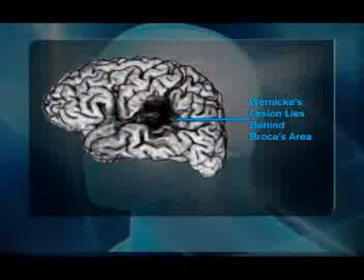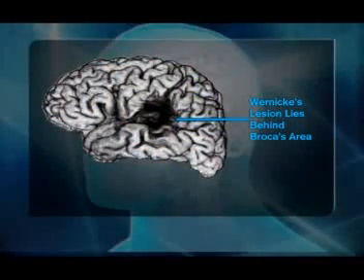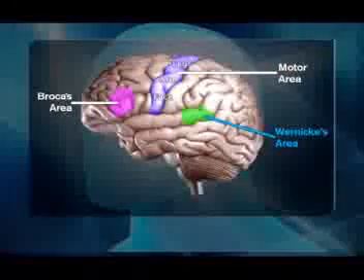When he came to autopsy, Wernicke examined him and found a lesion not in the front of the brain, but in the back of the brain. But the left hemisphere in the back. In the left hemisphere, but in the back. So again, he had to name it so he could speak to other people about it, and he called this Wernicke's area.